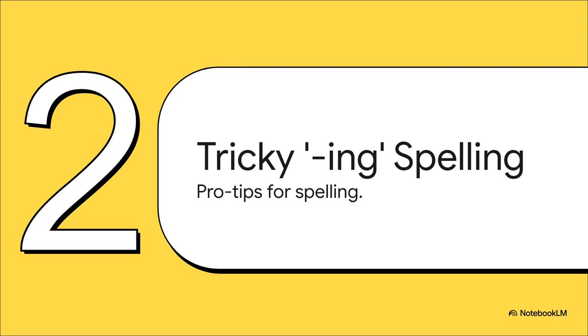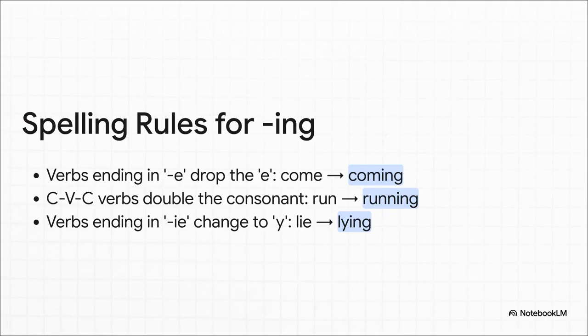All right, so adding -ing seems simple enough, right? And usually it is. But there are a handful of tricky verbs out there that can trip you up. So let's go over a few little pro tips so you can get the spelling perfect every single time. There are basically three main patterns to watch out for. First, if a verb ends in e, like come, you just drop that e before adding -ing to make coming. Next, for short verbs like run that have that consonant-vowel-consonant pattern, CVC, you double the last letter, so run becomes running. And finally, for weird ones like lie that end in ie, you switch that to a y to get lying. These are just great little tricks to keep in your back pocket.